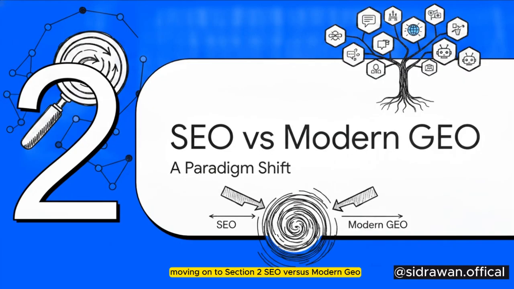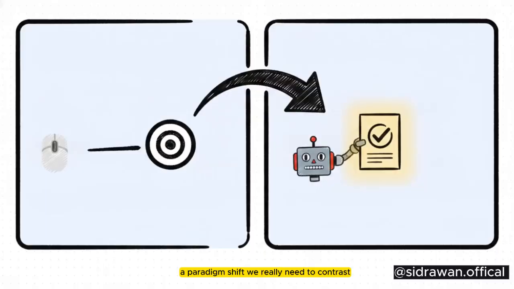Moving on to Section 2, SEO versus modern GEO, a paradigm shift. We really need to contrast the old rules with the new rules here. For the last 25 years, the traditional SEO target was pretty straightforward, right? You'd fight for that blue link on page 1, rank for specific keywords, and drive clicks directly to your website. But today, the AI search target is entirely different. Your goal is getting cited as a credible source inside a synthesized AI answer. You're just not optimizing for the click anymore. You are optimizing to be the definitive answer.